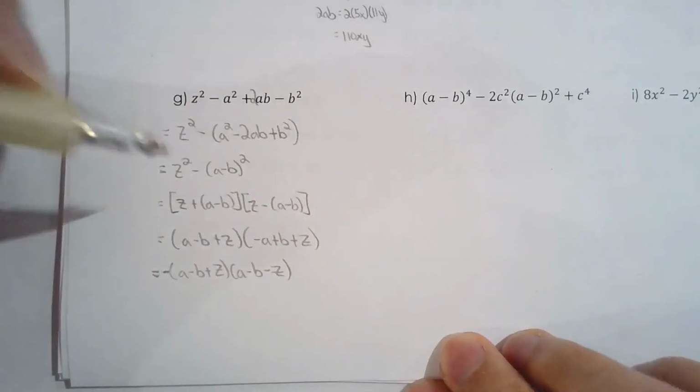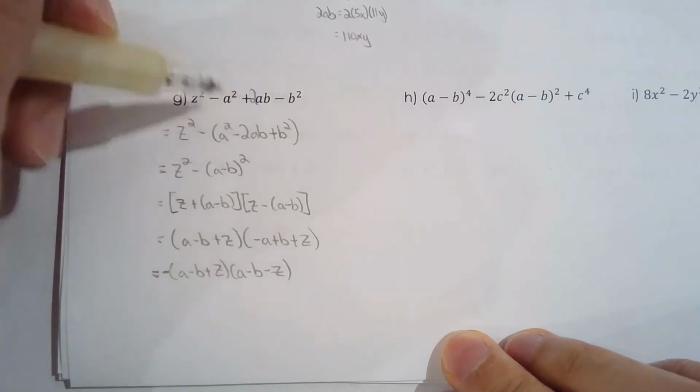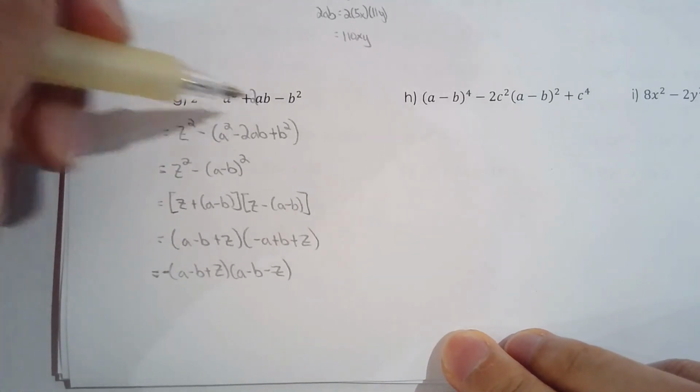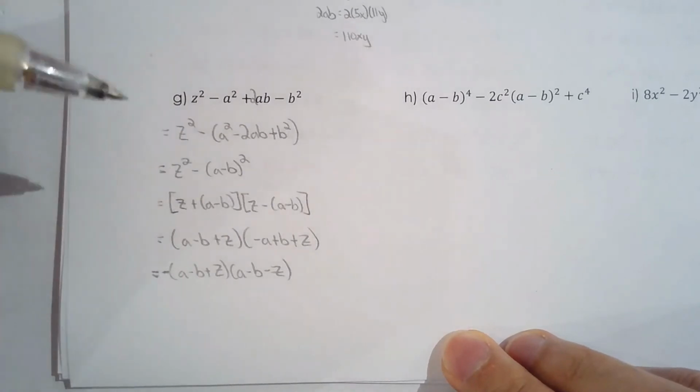Beautiful. So this question is on the harder side of the factoring questions because you have to spot that perfect square trinomial. And once you're able to spot the perfect square trinomial, you'll then be able to create your difference of squares.